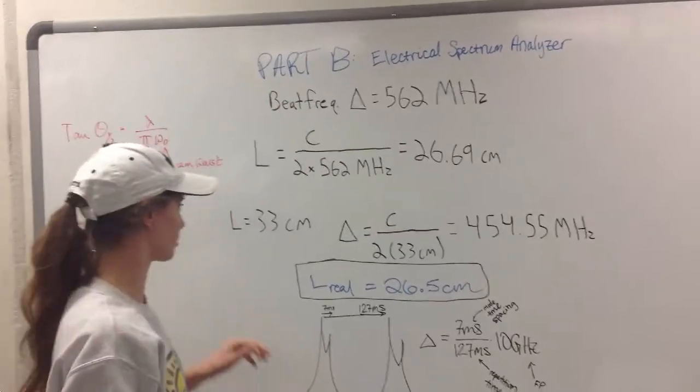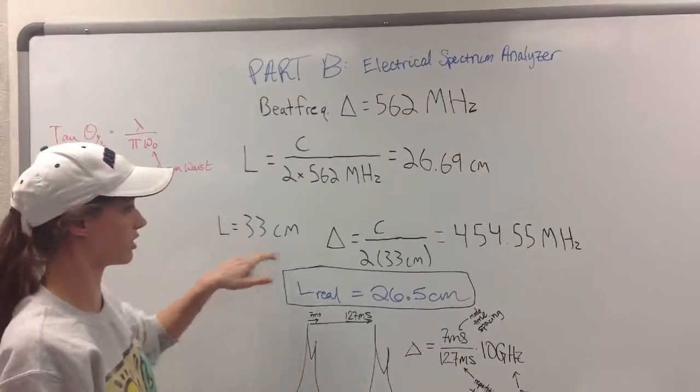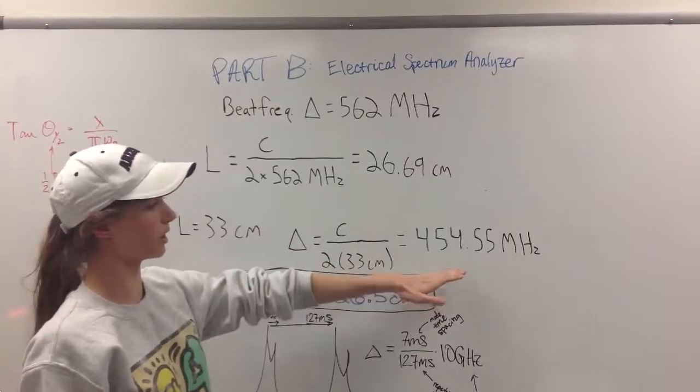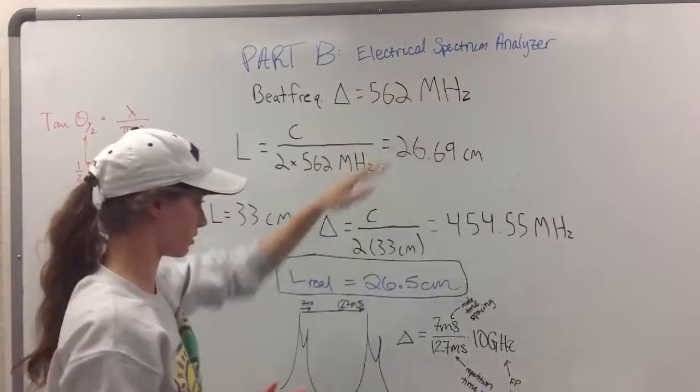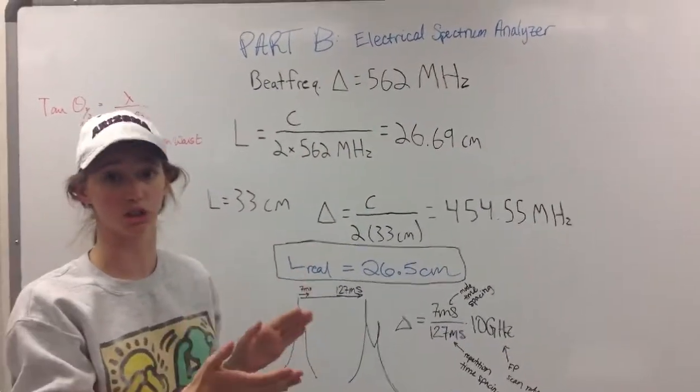With the ruler, we measured the laser enclosure, which was 33 centimeters, giving a beat frequency of 454 megahertz, which is less than our calculated value from the fast detector, which indicates that the laser enclosure is longer than the cavity.